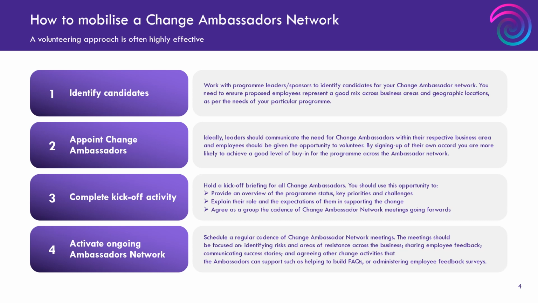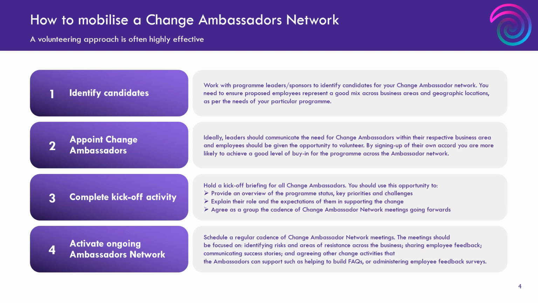Then it's a good idea to get them all together and to hold some kick-off briefings for your ambassadors. This is a mini training really, to help them understand what's the program, where are we now, what are the key priorities and challenges, what are the things we expect from them in terms of helping this to be adopted, what are the expectations we have of them, and also just agreeing how you're going to interact together as a network. So when are you going to meet, what's the cadence, what other support can they expect?